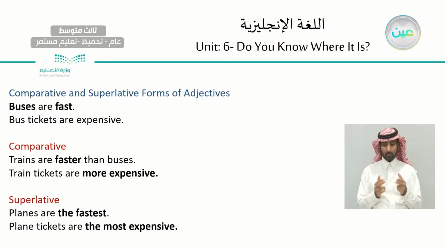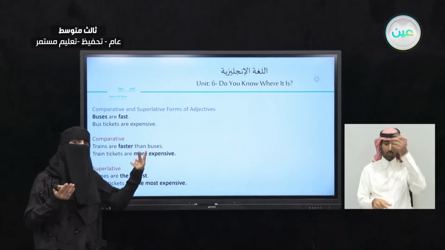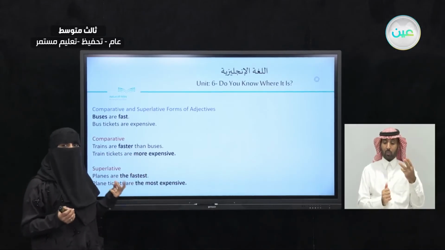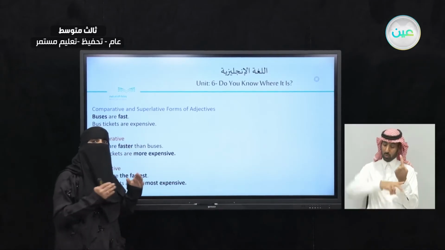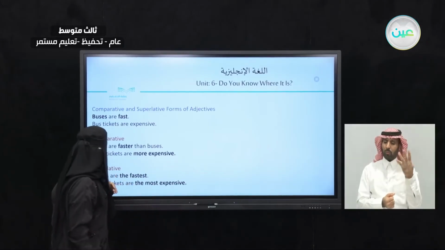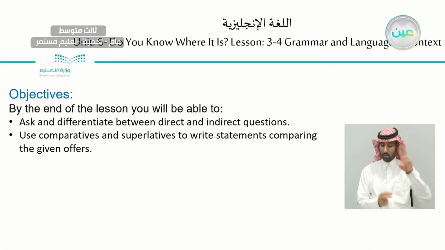Before we start, this is what we covered in our previous grammar lesson. We covered the comparatives and superlatives. When do we use the comparatives? When we use it to compare between two things or two people. And with the superlative, we use it to compare between 3 and more. Okay? Also, we covered comparisons when things are similar, we use as tall as, as smart as, okay?